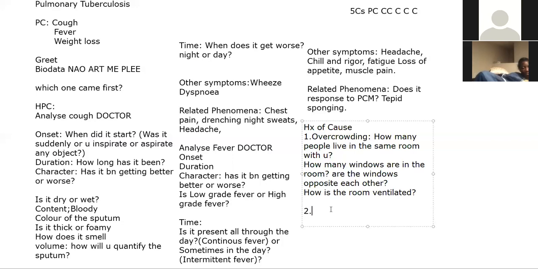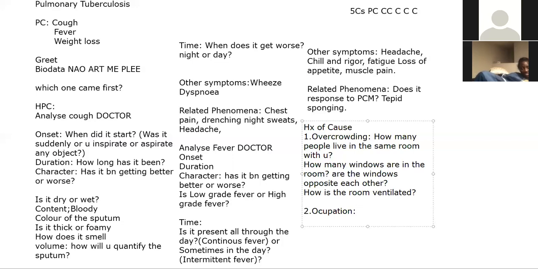You have to ask, what is your sexual orientation? Do you have multiple sexual partners? Do you practice protected sex or unprotected sex? These are the ways people can even get TB, and they don't know. So you want to ask, are you a long-distance driver? You want to ask about occupation. Doctor, do you understand everything I'm saying, please?